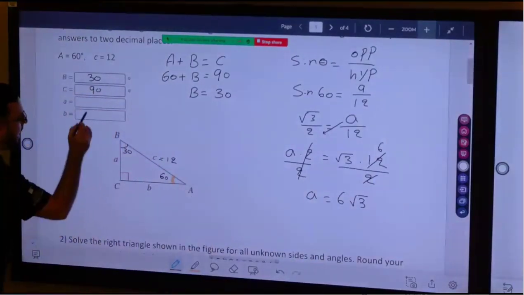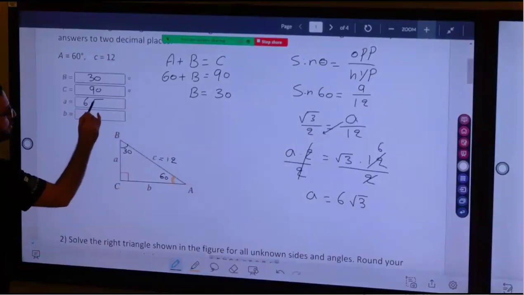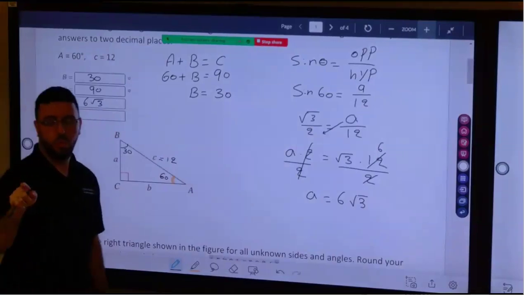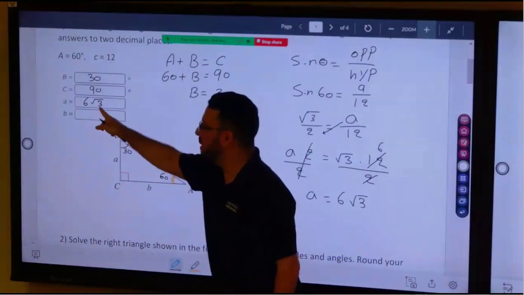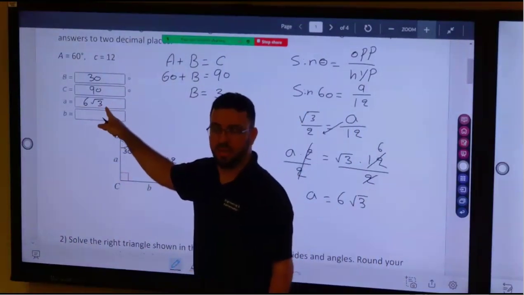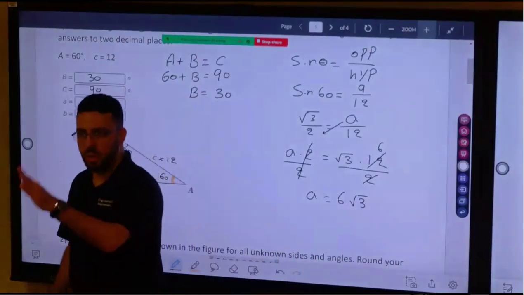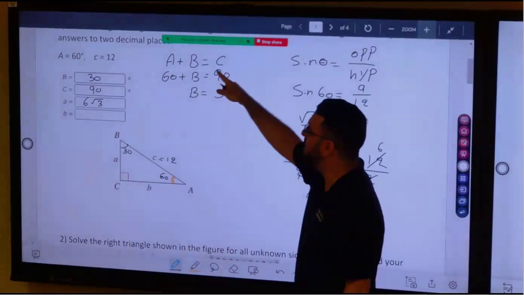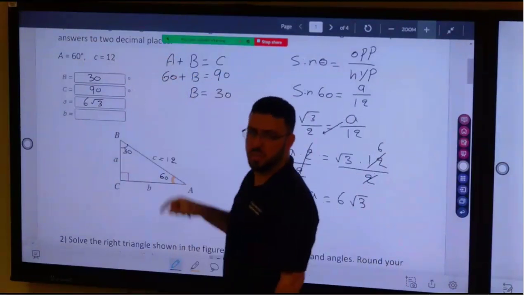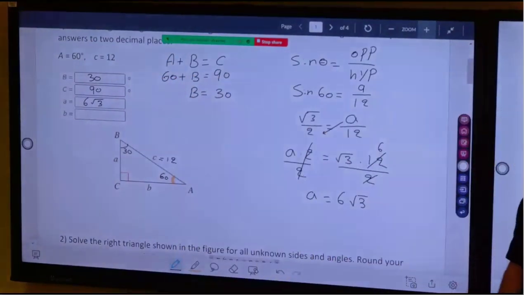Write down A equal 6 square root of 3. On this side, when you're working on these examples, you tend to plug in 6 square root of 3, multiply 6 times square root of 3, and you're going to get a decimal number. Plug in the decimal number, because they ask you to round to 2 decimal places.